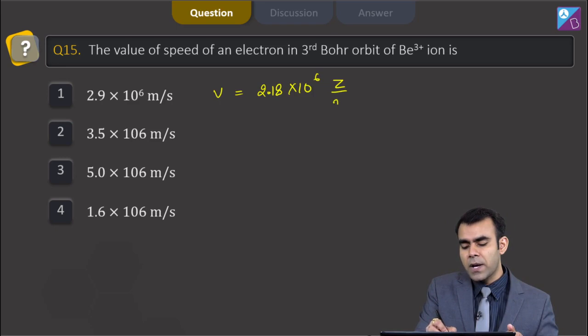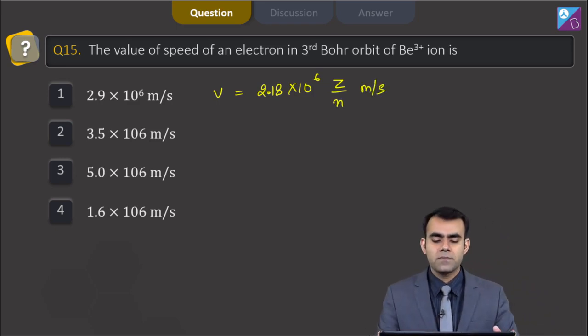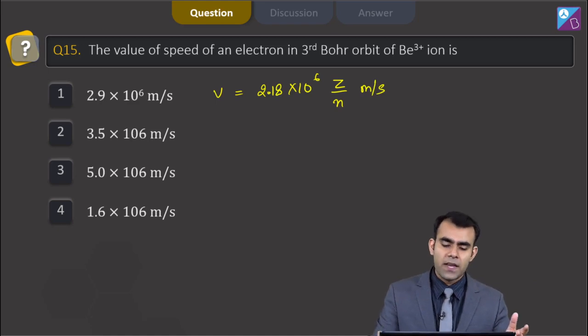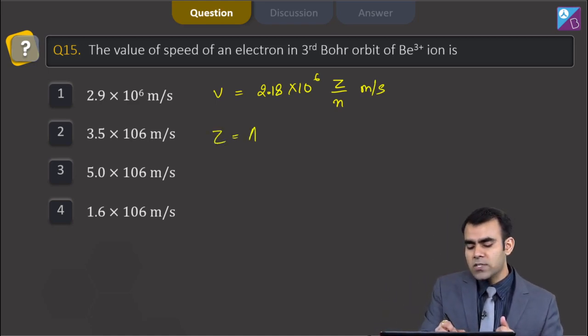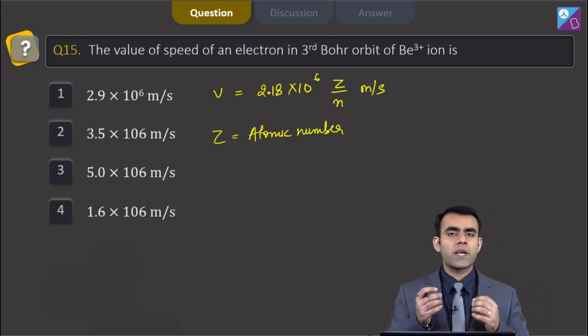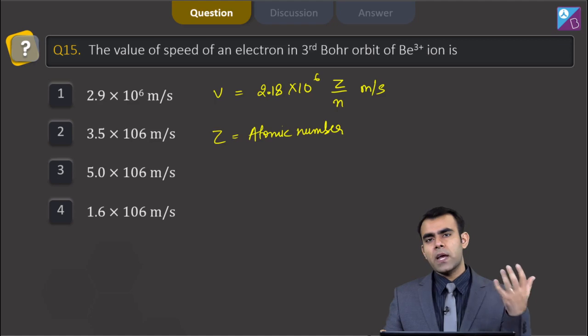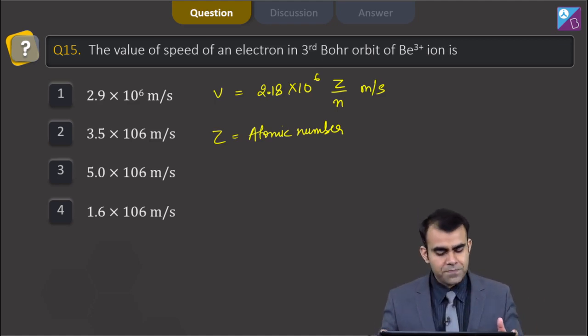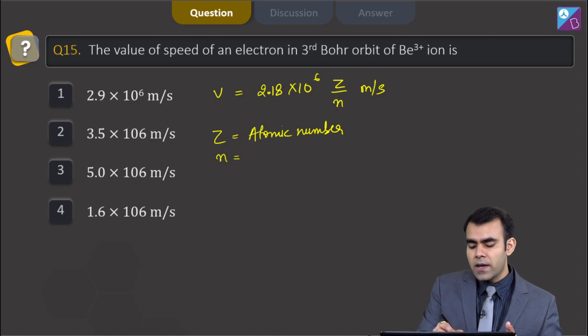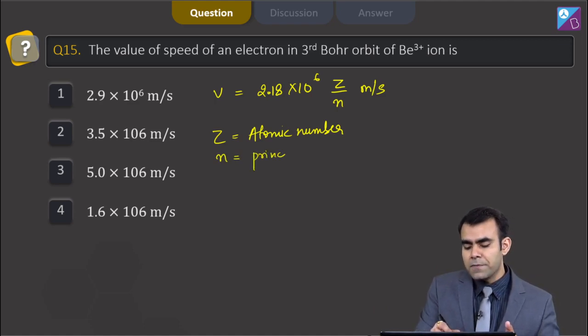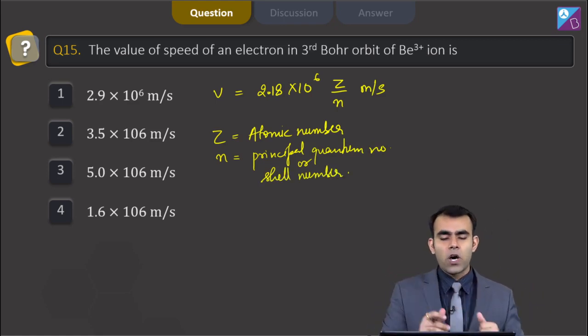Z divided by n meter per second. Now the question is, what is this Z and what is this n? Z basically represents the atomic number here, or the number of protons in my nucleus, because here we are talking about only unielectronic species that are having single electron, but in nucleus there can be one or more than one protons. And here n is the principal quantum number, or you can say it is the shell number in simple terms, that which orbit I am talking about.